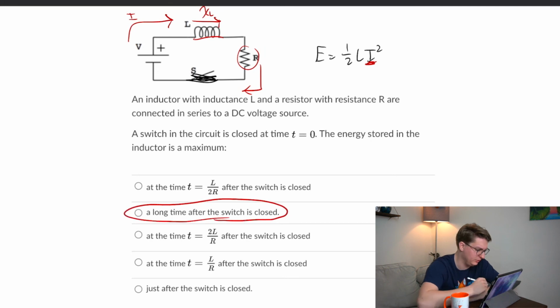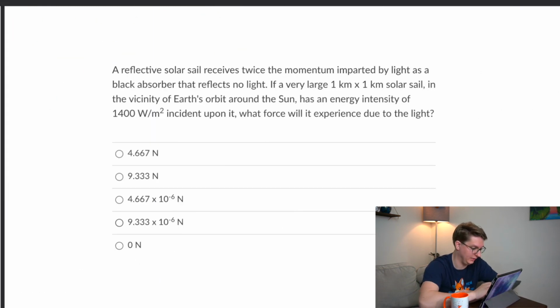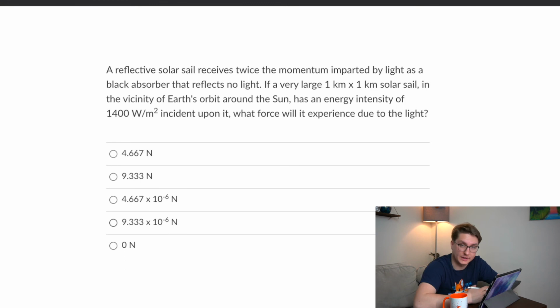That's weird because there are no capacitors in this circuit to make things weird, to cause any oscillation. It's really just going to be a long time after the switch is closed. 1/2 Li squared will be maximized then. Okay, last question. Okay, we got there.